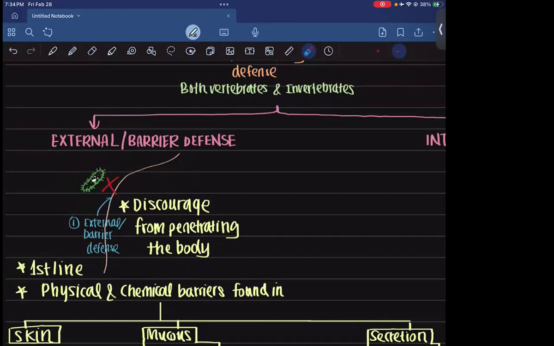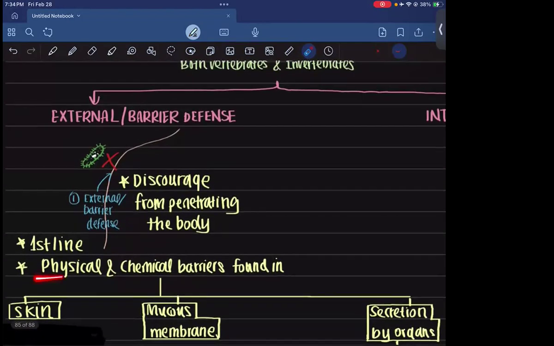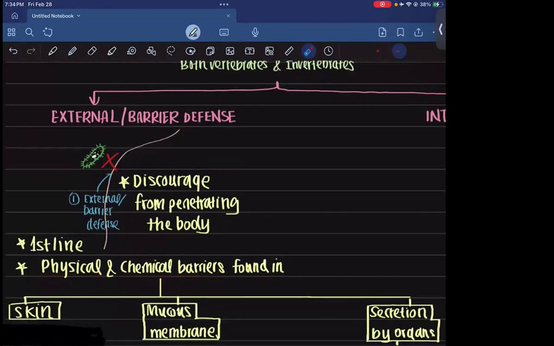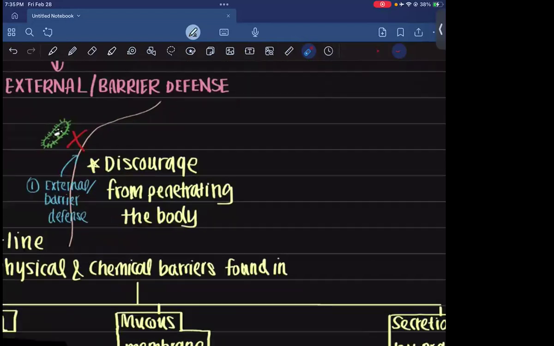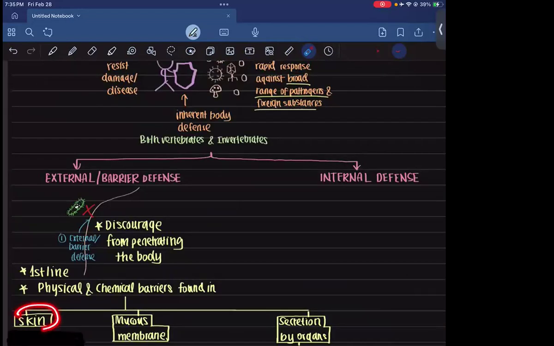Okay. So these external or barrier defenses can be either physical or chemical. Are they only physical? No. External or barrier defenses can be physical as well as chemical barriers, and they are found in 3 locations. What are the 3 locations? They are found in your skin, in the mucous membrane, and in secretions by various organs, for example glands, like saliva and tears. So there will be external or barrier defense in secretions, in the mucous membrane, and obviously in your skin as well, since the skin is the outermost covering.